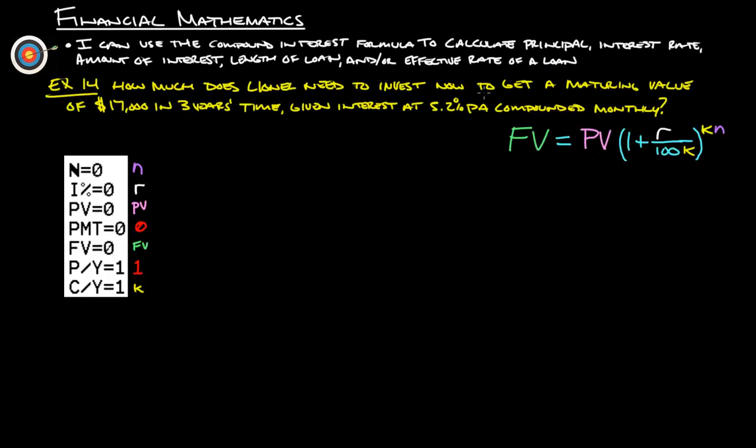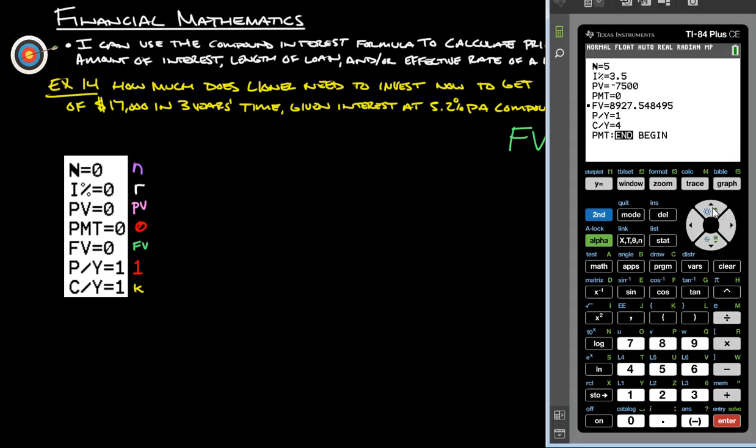How much does Lionel need to invest now to get a maturing value of $17,000 in 3 years' time, given interest at 5.2% compounded monthly? Okay, so this 17,000, instead of going in for the present value, is going to go in for the future value. Okay, so that's pretty much about the only thing that's different. So number of years was 3. The interest rate is 5.2. Okay, present value, that's what we're going to figure out.